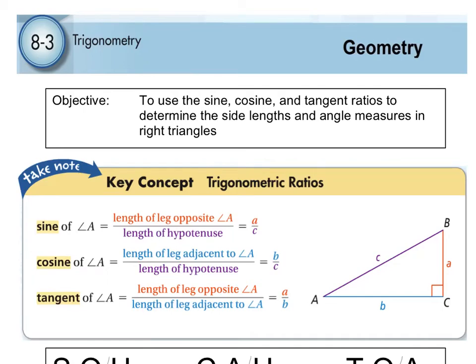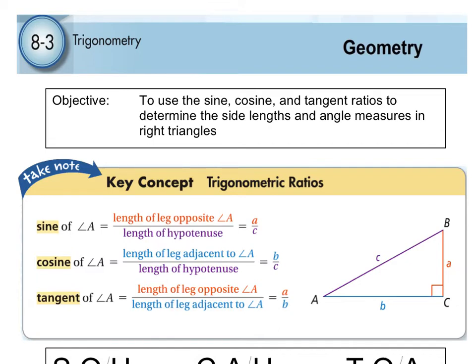This is section 8.3, part 1 in geometry, talking about trigonometry. In the previous sections, we've talked about special right triangles and how to find sides and all those types of things, and those were the special triangles. But what happens when your triangles aren't special?